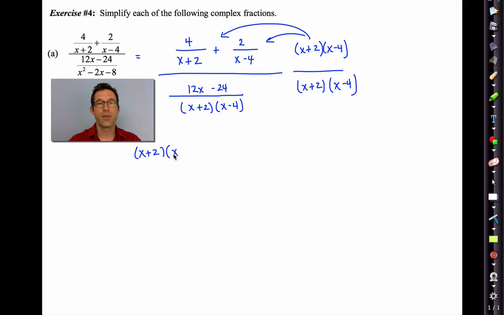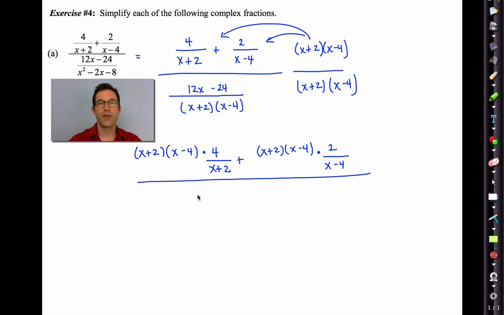All right, now I'm going to write this all out in its gory detail so that you can really see what's going on. So I have x plus 2 times x minus 4 times 4 over x plus 2, plus x plus 2 times x minus 4 times 2 over x minus 4, all divided by 12x minus 24 divided by x plus 2 times x minus 4 times x plus 2 times x minus 4.